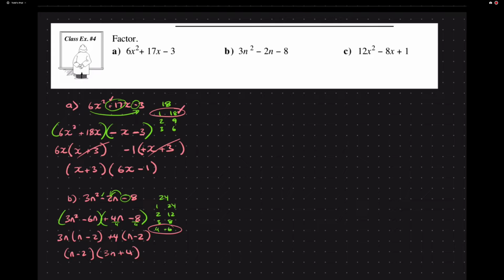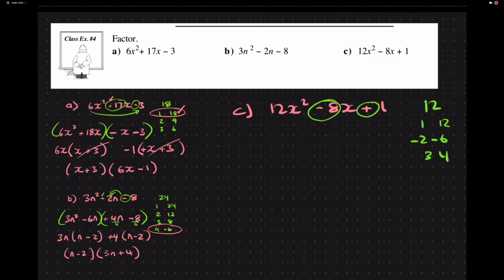All right, what do we have? We've got a 12x squared minus 8x plus 1, and we've already recognized that we can't pull anything out of those three terms. 12 times 1 is 12. Break that down into 1 times 12, 2 times 6, and 3 times 4. And we've got two numbers that are going to add to equal -8. So that's going to be -2 and a -6.